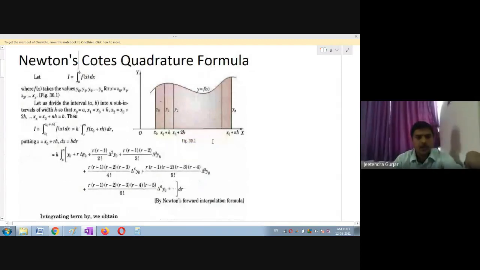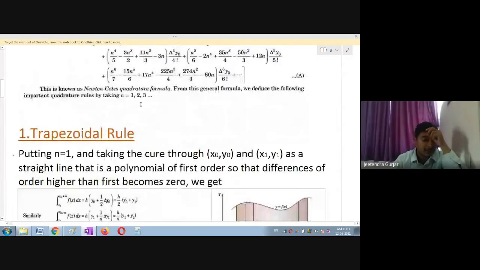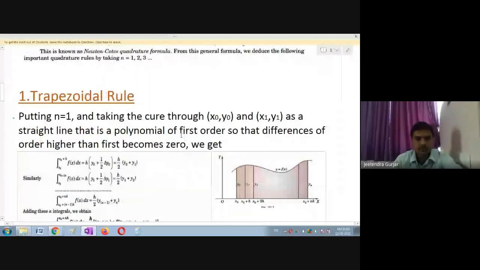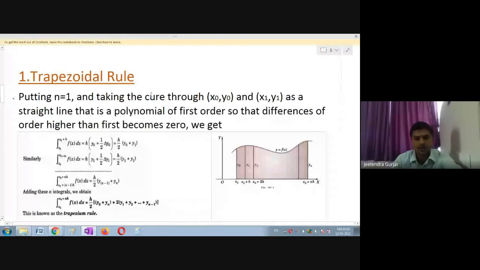So first I will take strips one by one, that is n is equal to 1. Here I am going to take n is equal to 1 and put it in Newton's Cotes quadrature formula, equation A. So put n is equal to 1, taking the curve through x naught, y naught and x1, y1 as a straight line, that is a polynomial of first order, so that the differences of order higher than first become 0.